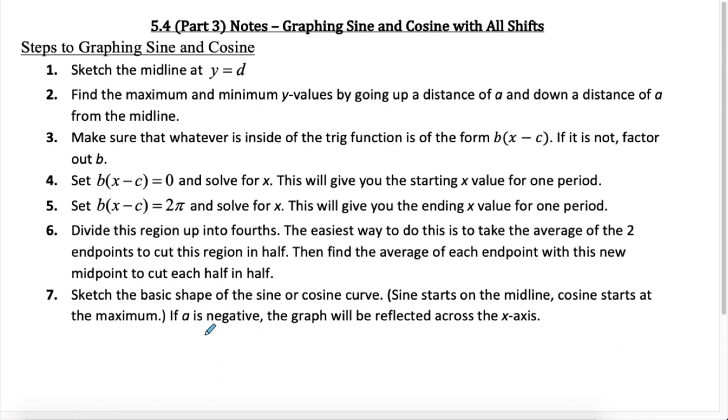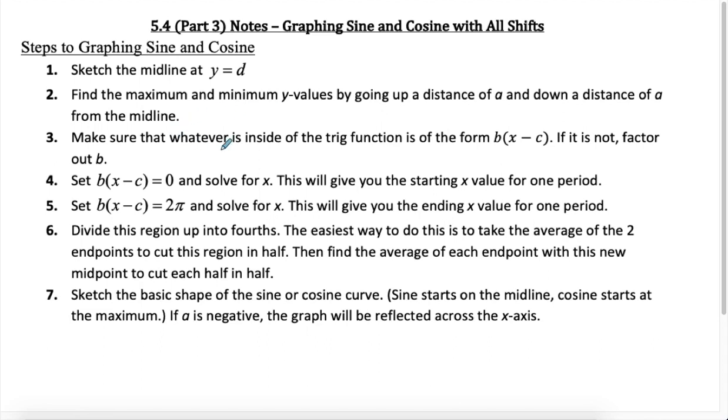So the first thing that we would want to do when graphing a sine or cosine function is sketch the midline. That will always be the horizontal line at y equals d. And remember that's the number that's being added or subtracted. Then we want to find the maximum and minimum y values by going up and down a distance of a from the midline. A tells us the amplitude.